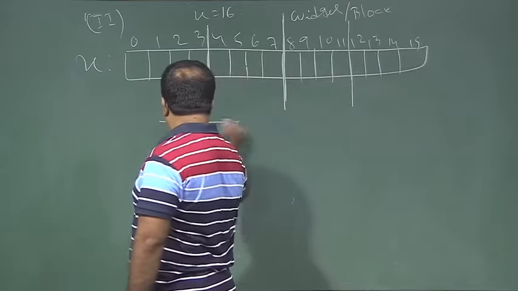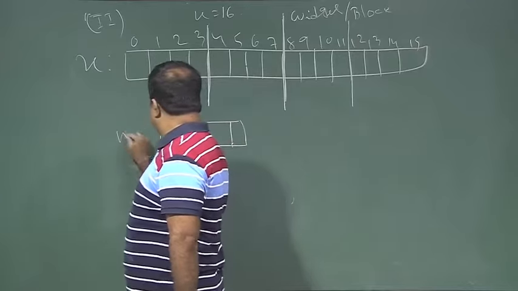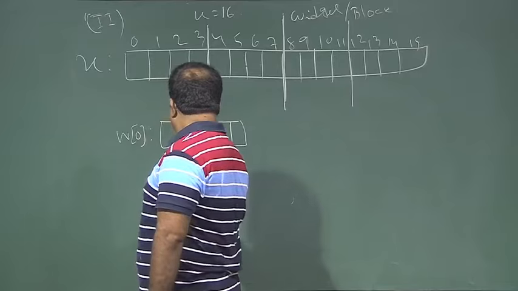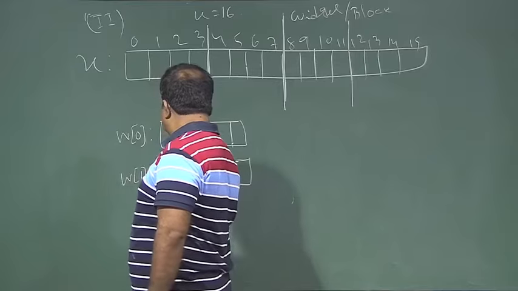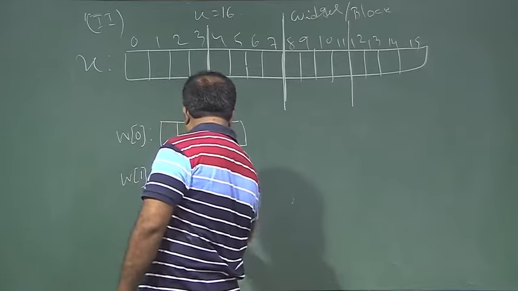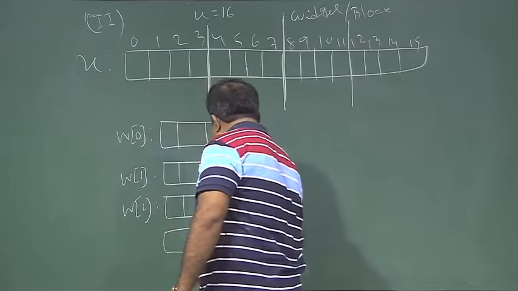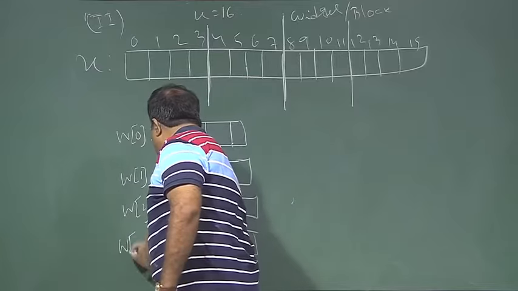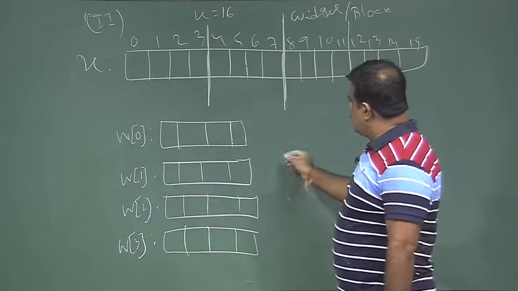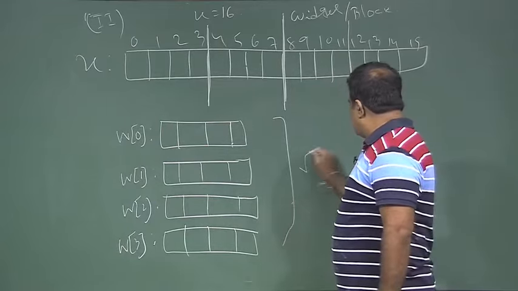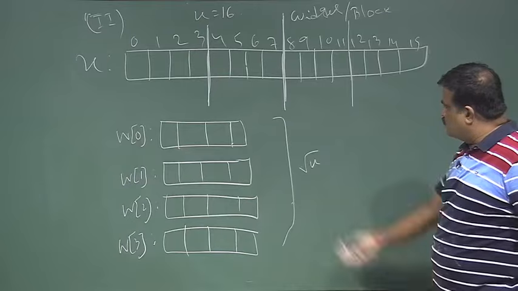This is the first block, W0, as we denote it, then W1, W2, and then W3. Okay. So, how many blocks are there? There are root over of u blocks. Here u is 16, so root over of u is 4. So, there are 4 blocks.